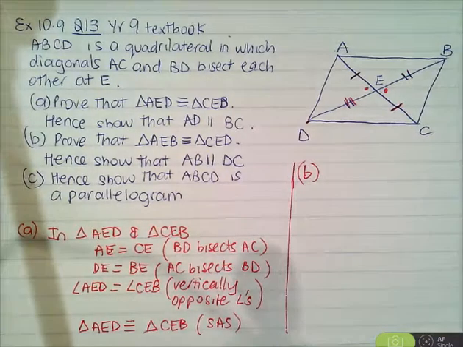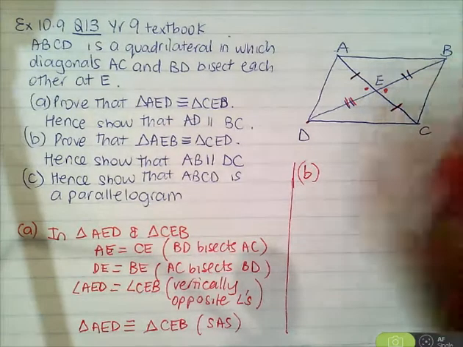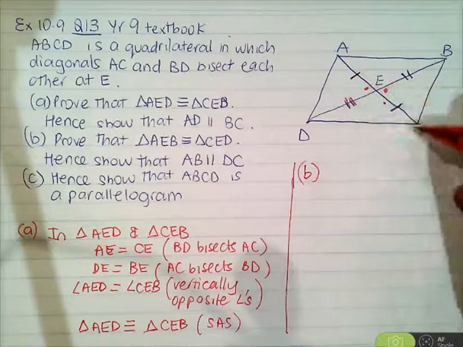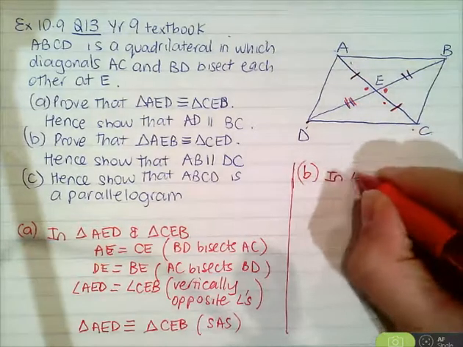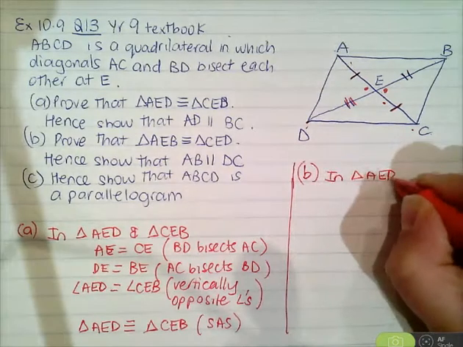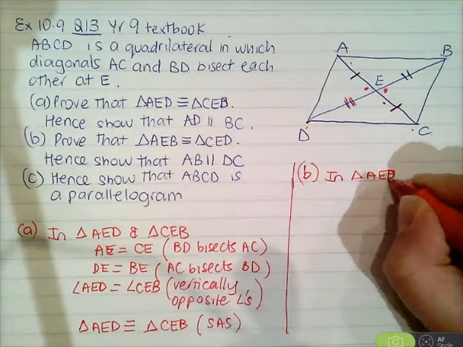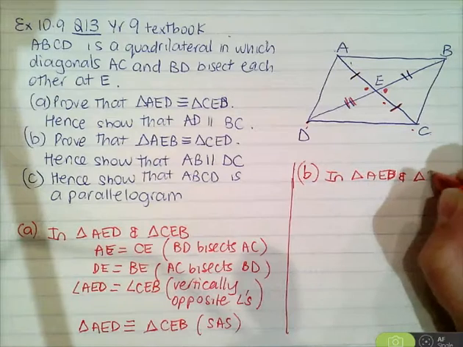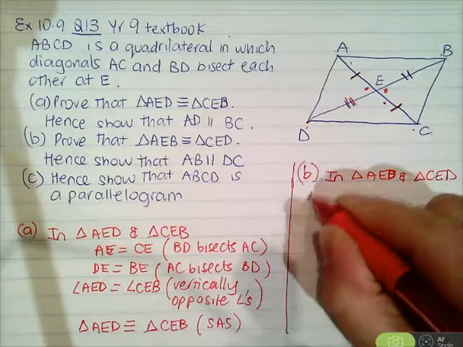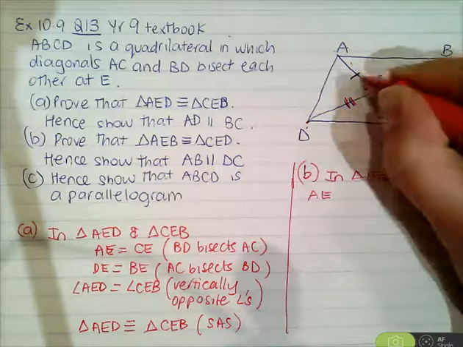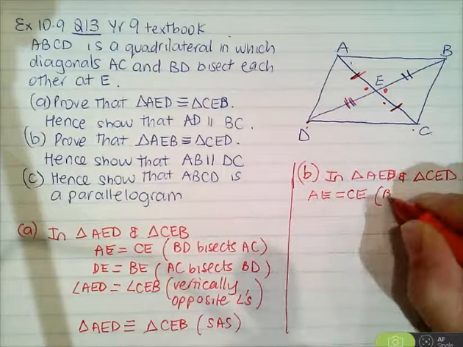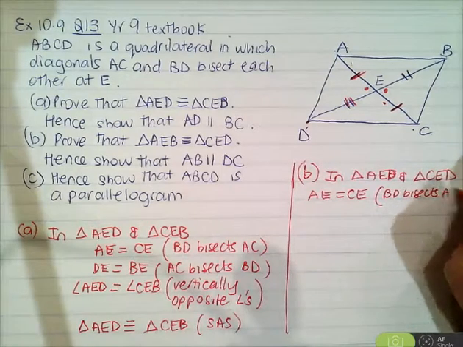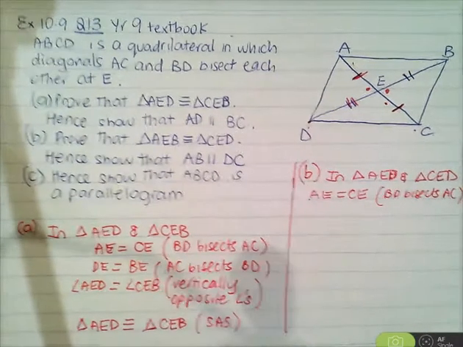Now in part B, we have to prove that triangle AEB, this one up here, is congruent to triangle CED. So we're trying to prove this top one and this bottom one. So let's see, in identifying the triangles, in triangle AEB and triangle CED. We know again that AE equals CE, and it's the same reason as this. BD bisects AC.